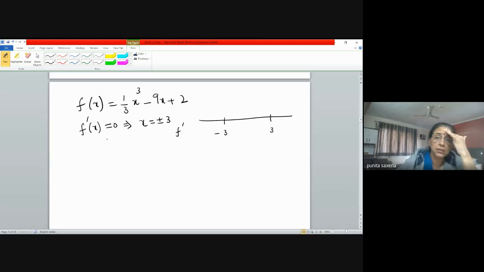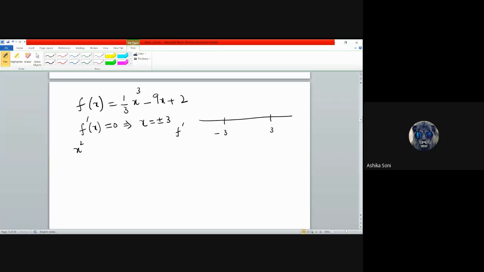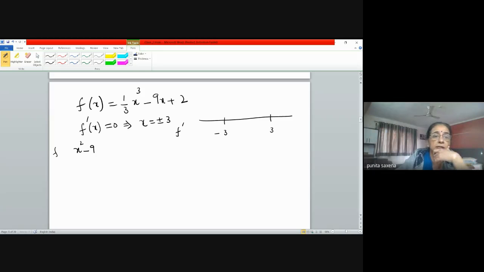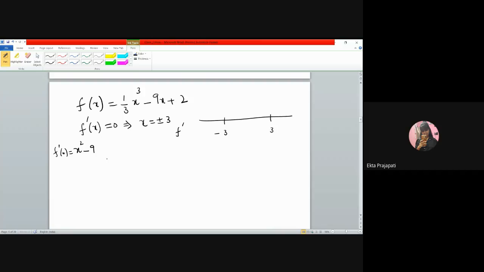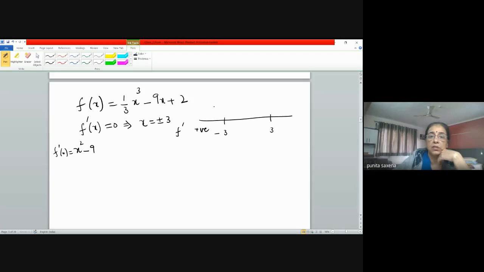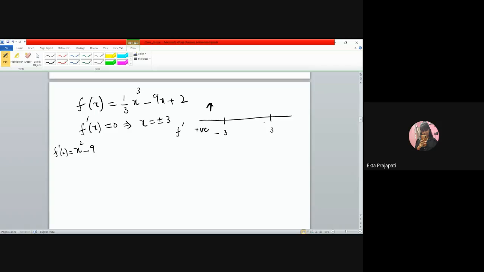For x less than -3, f dash x is x square minus 9, positive. So f dash is positive, and the function is increasing. What about -3 to 3? Negative, so the function is decreasing.